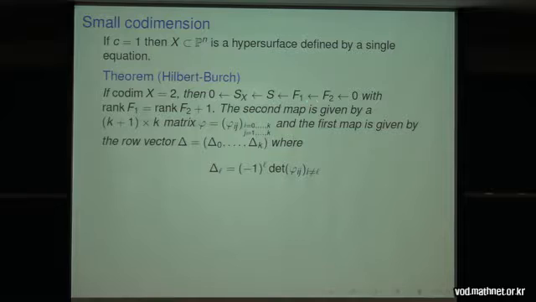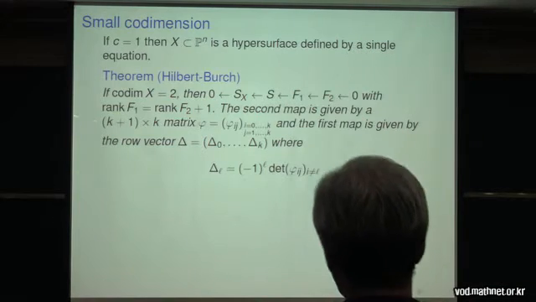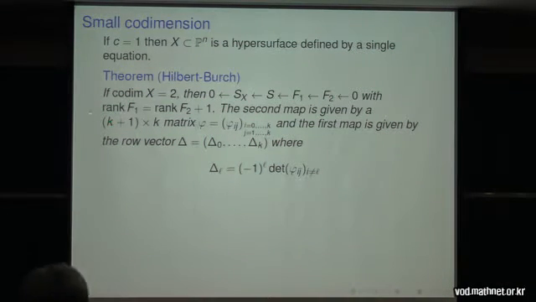If c is equal to 2, if the codimension is 2, then the length of the resolution is at most 2. And the ranks of these modules, f1, f2, differ by one. So the rank of f1 will be the rank of f2 plus 1. And the second map is given by a k plus 1 by k matrix, where k is the rank of f2, with entries phi ij. And the first map, that's the discovery of Hilbert, which was rediscovered by Birch, is given by the minors. So I have a k plus 1 times k matrix.